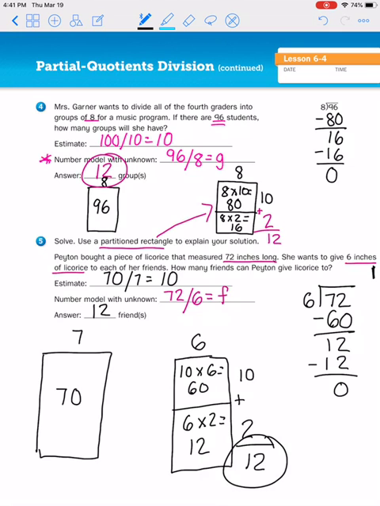So that is how you are going to solve using that partial quotient division.